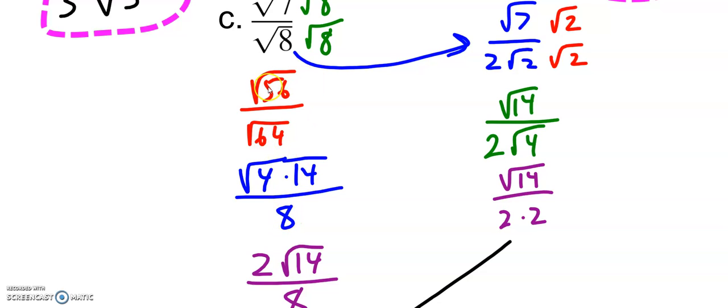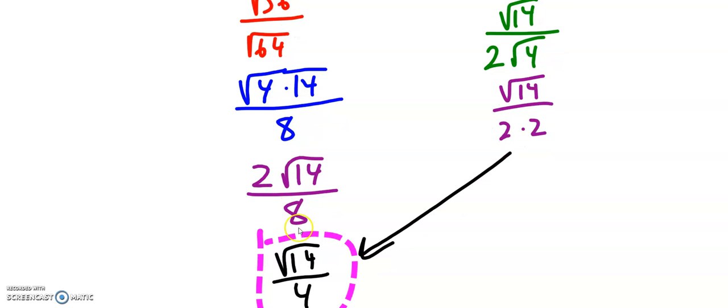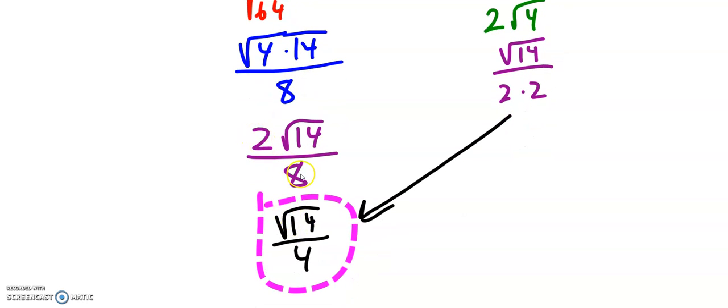However, I noticed that root 56, or 56 specifically, has a factor that is a perfect square. And so root 56 can be split up into 4 times 14, where 4 is a perfect square. So this becomes then 2 root 14 over 8. The 2 and the 8 reduce, and I end up with root 14 over 4. So this is my final answer.